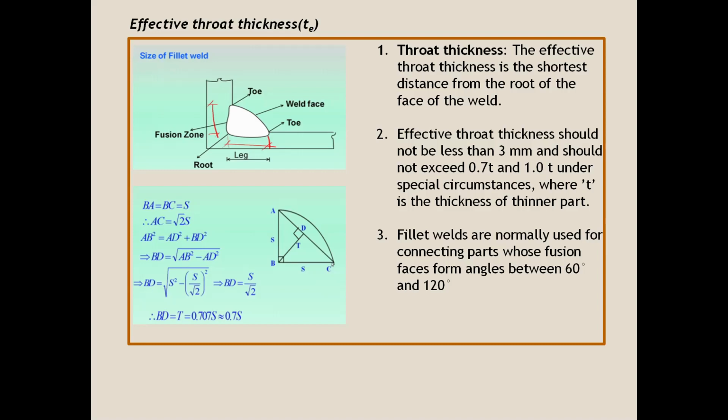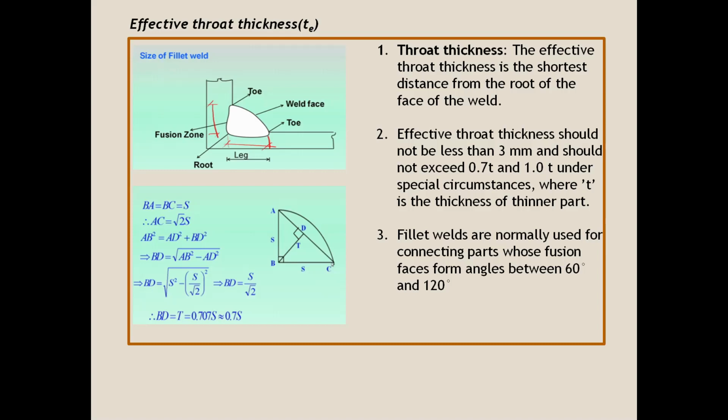Applying the hypotenuse Pythagoras theorem: AB square equals AD square plus BD square, so BD equals root of AB square minus AD square. You know the AB value and AD value, so substitute S by root 2 whole square. You get BD equal to S by root 2, which is T equal to 0.707 S, approximately 0.7 S.